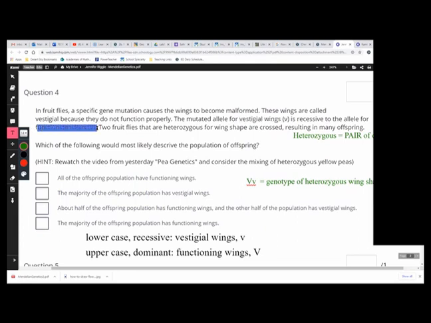The functioning wings is capital V, and that is the dominant trait. So if I have my heterozygous wing shape with a capital V and a lowercase v, is this going to have functioning wings or vestigial wings? Functioning. Perfect.